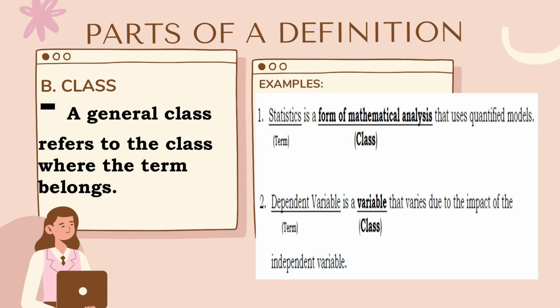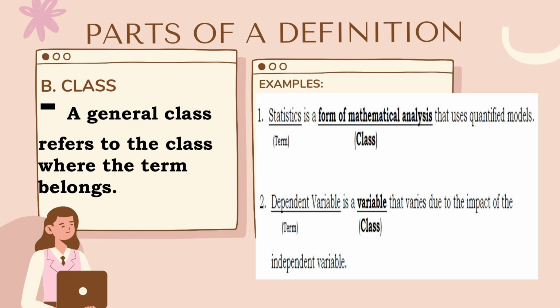Now we have the second, which is class. A general class refers to the class where the term belongs. So when writing your definition, it is necessary to include the general class to which it belongs, if there is any, and through this method, your readers will have a specific idea of the term being defined. Just like in our example for number 1, the term being defined is statistics, a form of mathematical analysis that uses quantified models. It adds information regarding the term.